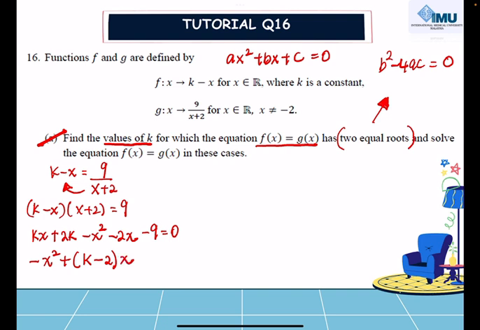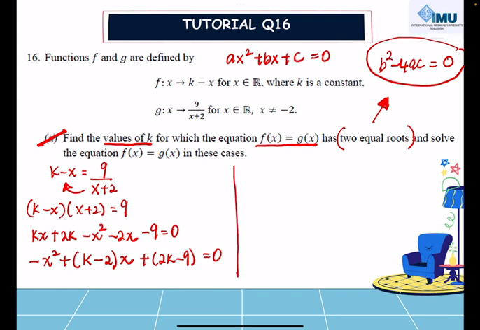We factorize all the coefficients. Meanwhile, for the constant term c, we have 2k minus 9, so we put it as one coefficient. Since we have already identified a, which is negative 1, b, which is k minus 2, and c, which is 2k minus 9, we can use our discriminant to solve for the value of k.